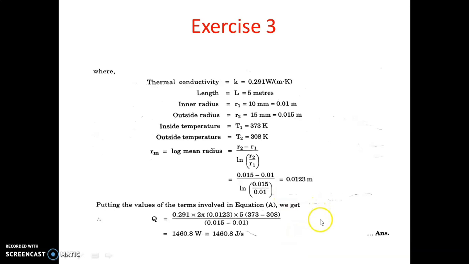So these are some problems from unit 1, that is conduction.